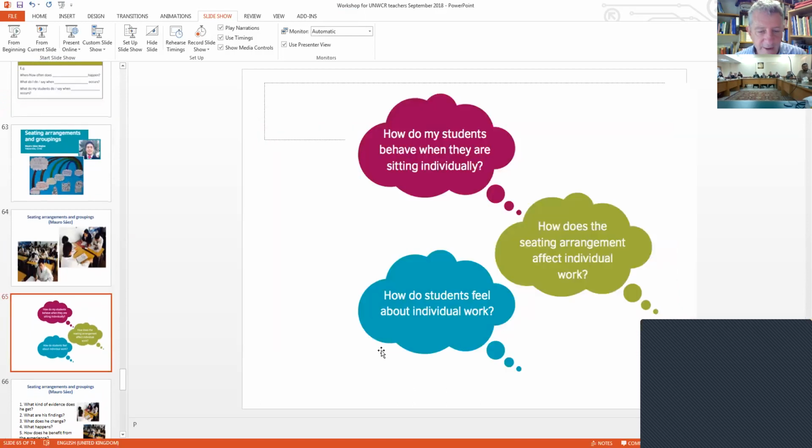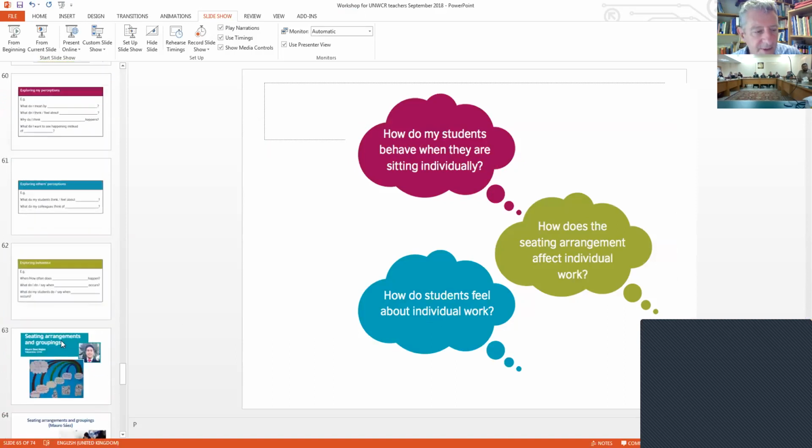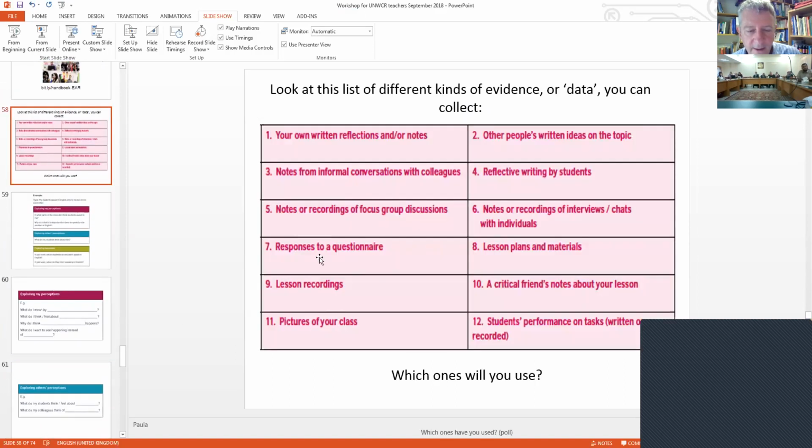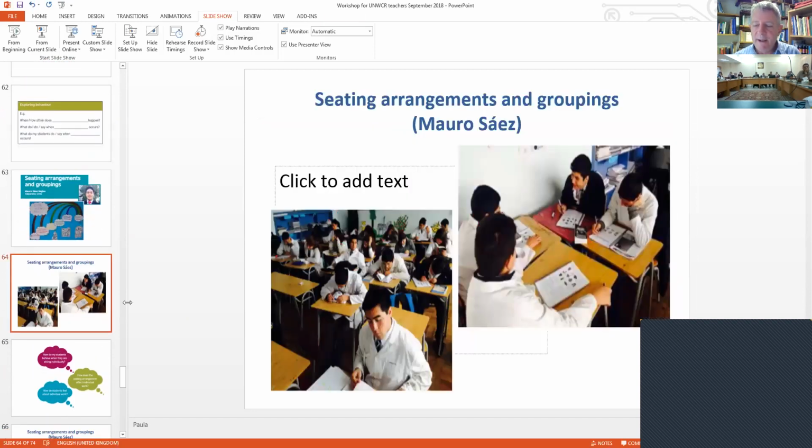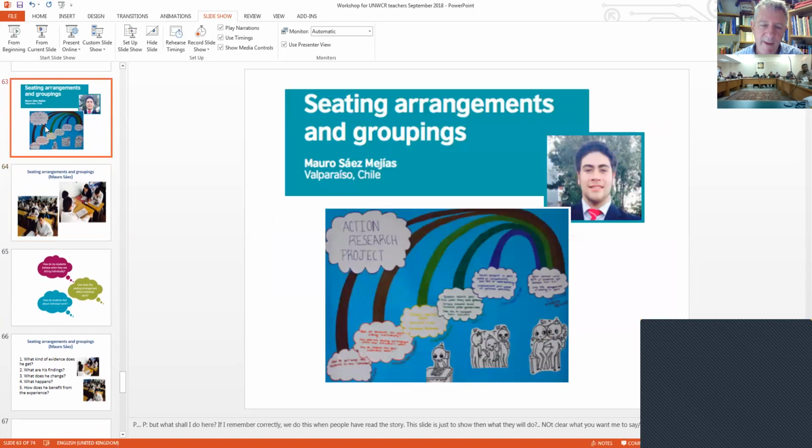Whereas the other question was, how do students feel about individual work? And if we go back again, remember, it could be number 4. Or actually, he did number 7. You can read his chapter to see what he did. But he gave them a questionnaire asking about different kinds of grouping. And I think I remember they liked pair work best, but I can't quite remember. You have to read the chapter. Better than individual work and better than groups. Okay, so you could go and look at that example with Mauro in the book.